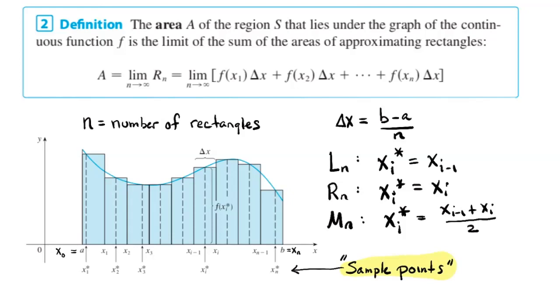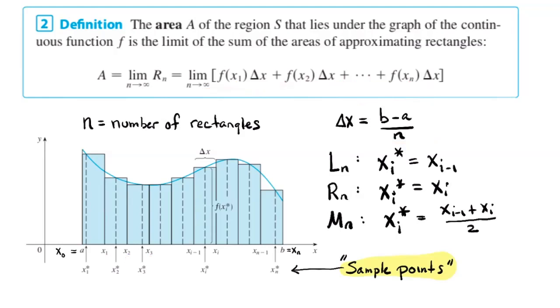So the author here has written this using the right-hand endpoints. So in each subinterval, the right-hand endpoint of the first one is x1, the second one is x2, and so on. So he's plugging in right-hand endpoints. His delta x, like ours, is b minus a over n, equal width subintervals. n is the number of rectangles. It's the number of terms in this sum.